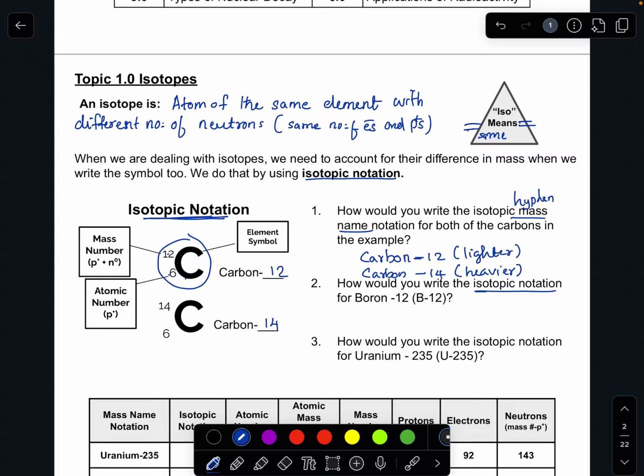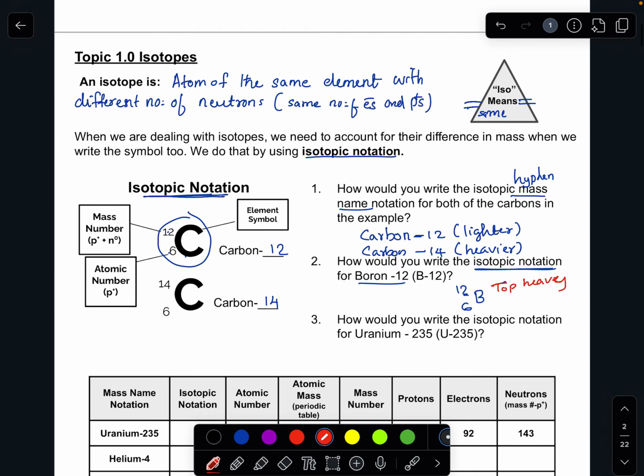So this time it is asking for the isotopic notation for boron-12. That means we are going to write the isotope symbol from the mass name notation. For that, the symbol is given, boron, and the mass number is the one that always goes on the top. And look at your periodic table, find the atomic number, that goes on the bottom. And remember, the top is always heavy. That means the big number always goes to the top.